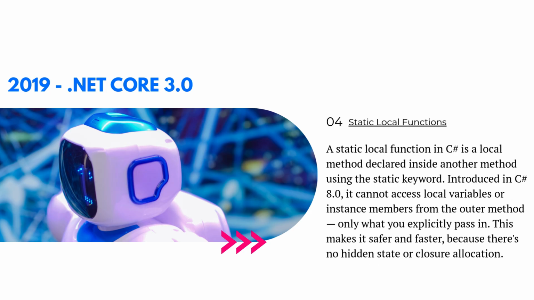A static local function in C# is a local method declared inside another method using the static keyword. Introduced in C# 8.0, it cannot access local variables or instance members from the outer method, only what you explicitly pass in. This makes it safer and faster, because there's no hidden state or closure allocation.